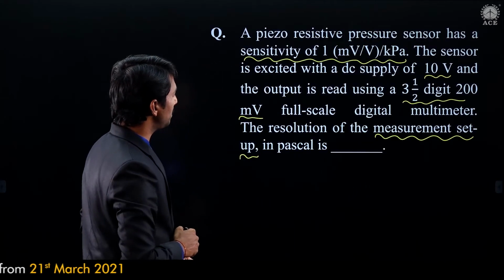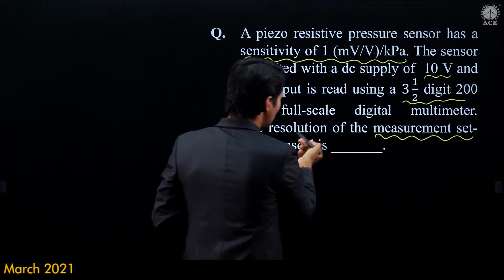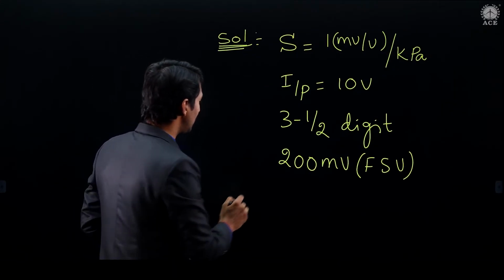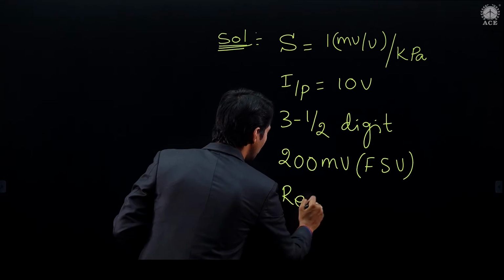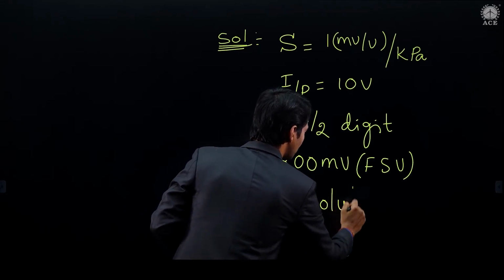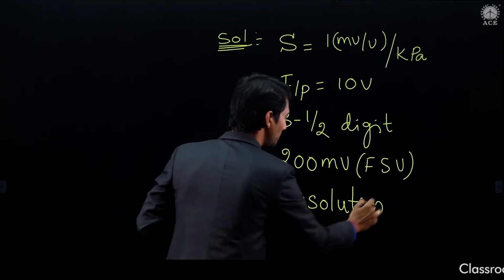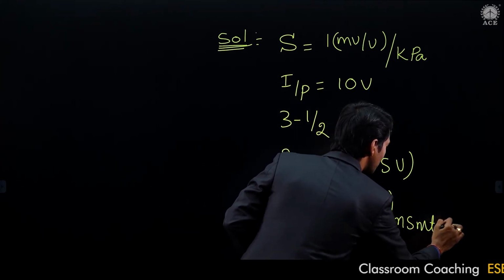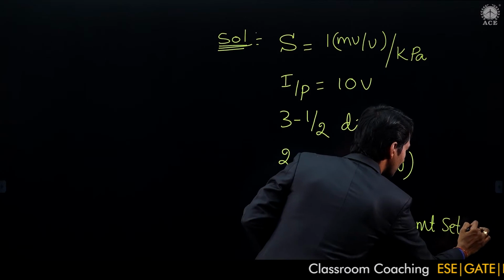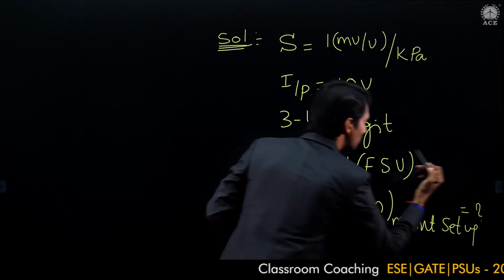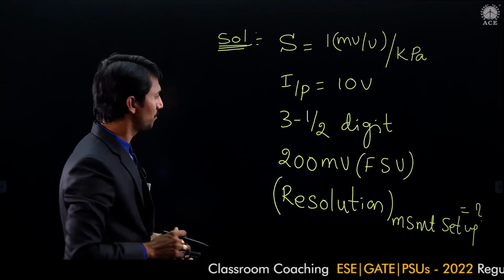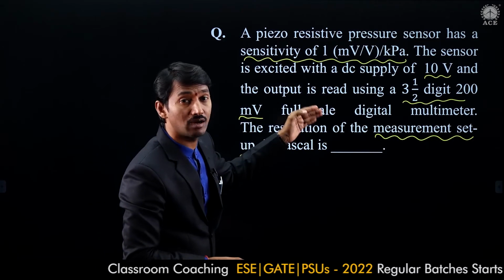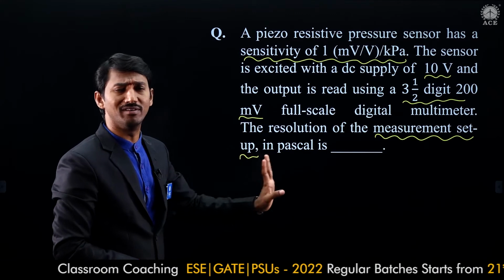And what is he asking? The resolution of the entire measurement setup. So therefore, he is asking resolution. Resolution of entire measurement setup is dash. This is what the question. Right, very, very simple. In this, to confuse you, piezo-resistive data as well as 3.5 digit data, both are being combined, but very, very simple.